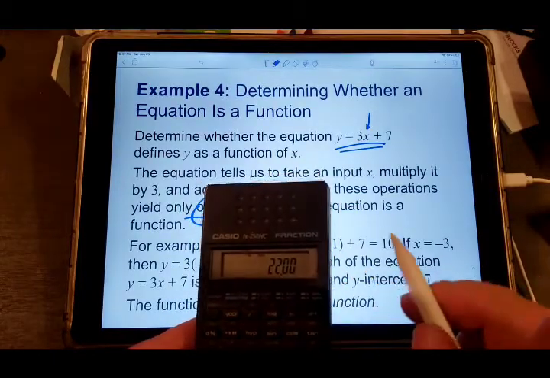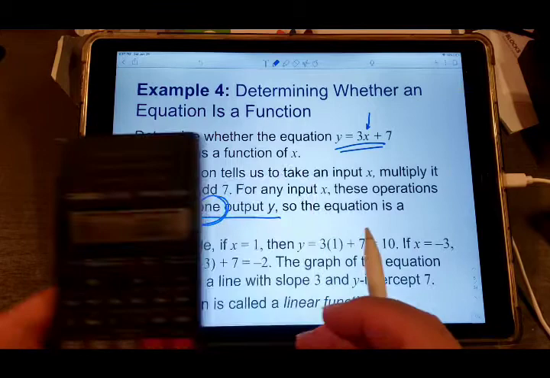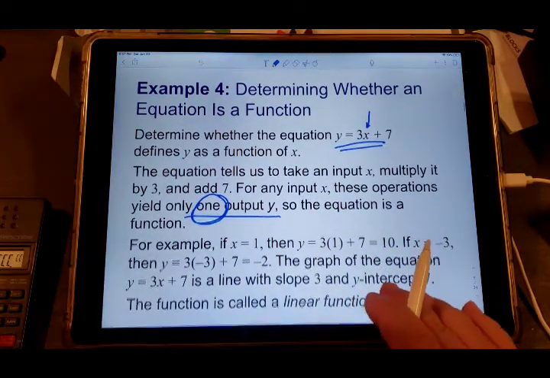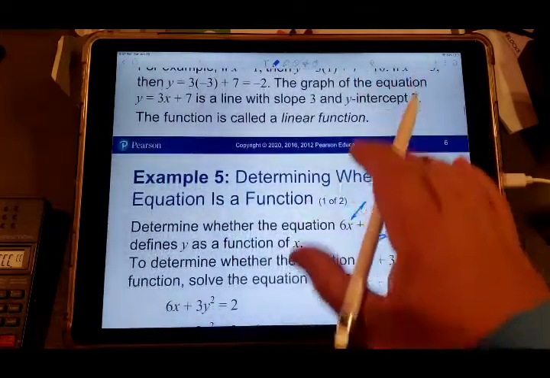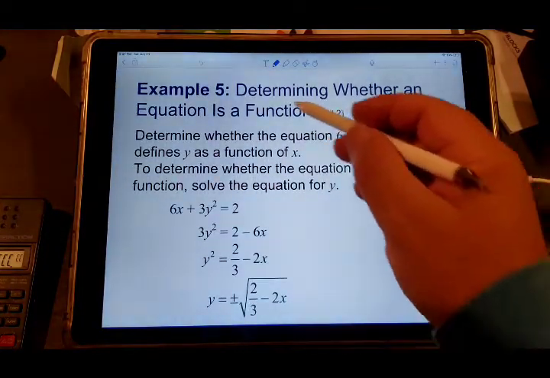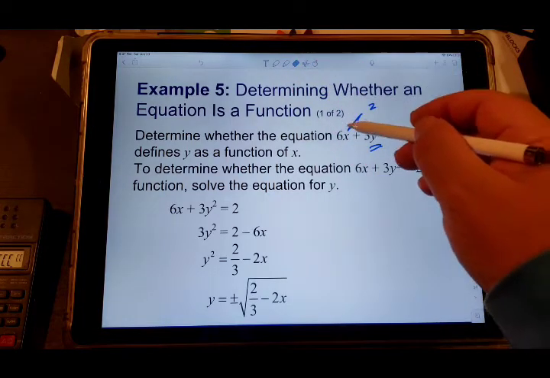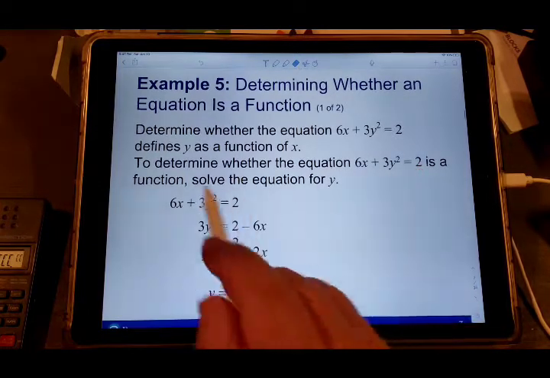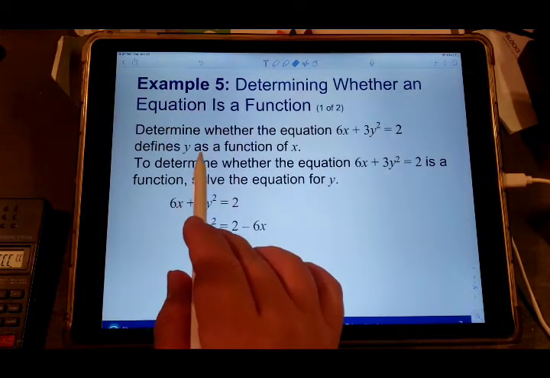But it gave me one answer, and that's the whole point. Calculations of a function should give us one answer. Let's see a function that's, or an equation that's not a function. So take this problem. This one is asking, is this y as a function of x?